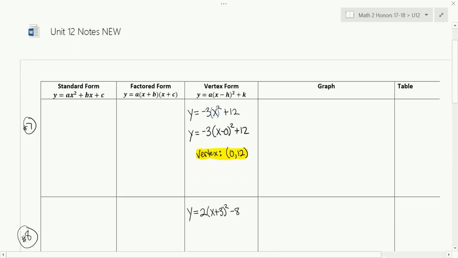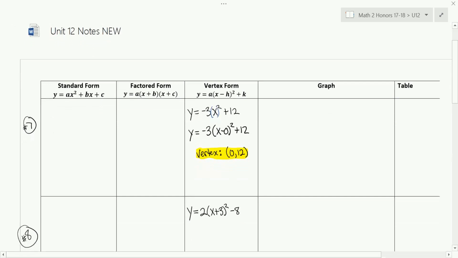Now, if you look at the one below it, it's already set up for you, right? 3's in there. And if we're going to standard form, on number 8, you're going to have to multiply. You have to figure out what (x plus 3) times (x plus 3) is first, and then multiply that by 2, and then subtract 8. Little bit of work to get to the standard form. But here, it's already done for us, and so we just copy. The vertex form is the standard form in this case.